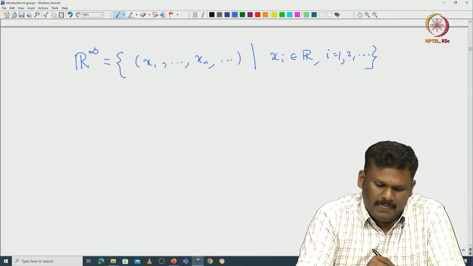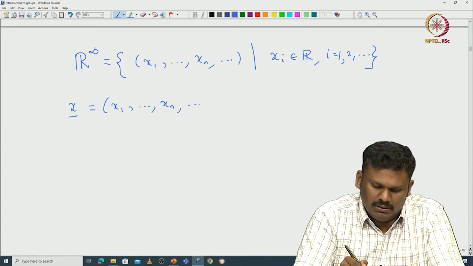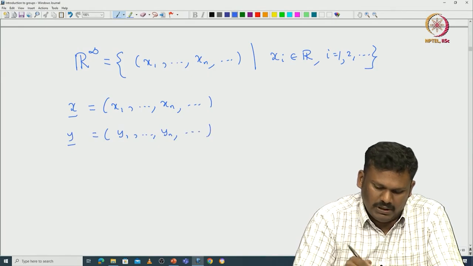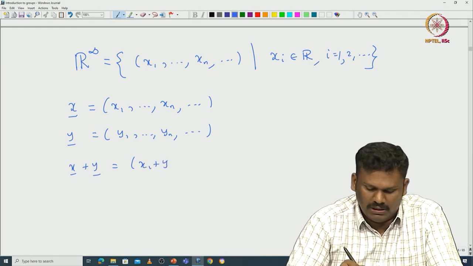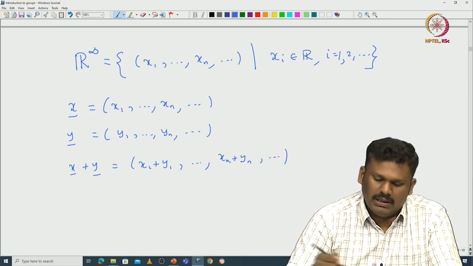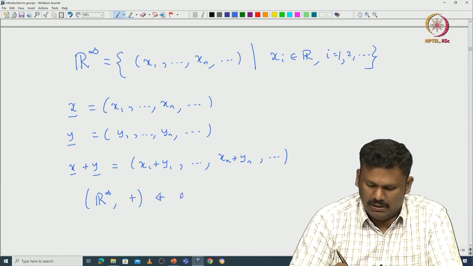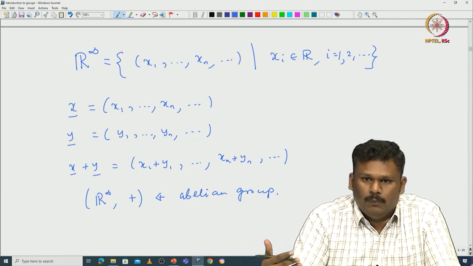Then you can define addition on this. For example, if you take x bar to be x1, etc., and y bar to be y1, etc., then as before, you do the pointwise addition. That will give you addition on this space. Then again you can check that R infinity with respect to this is an abelian group. So this allows more possibilities.